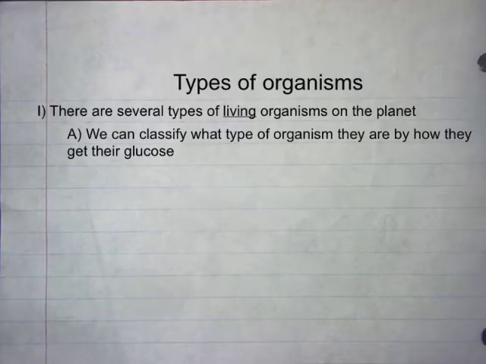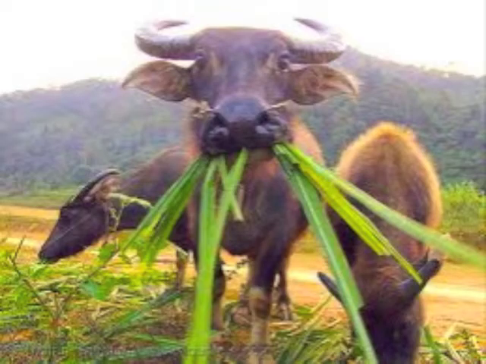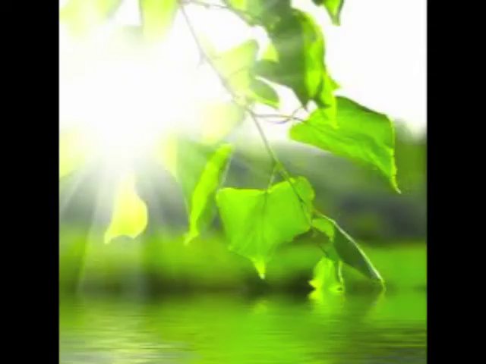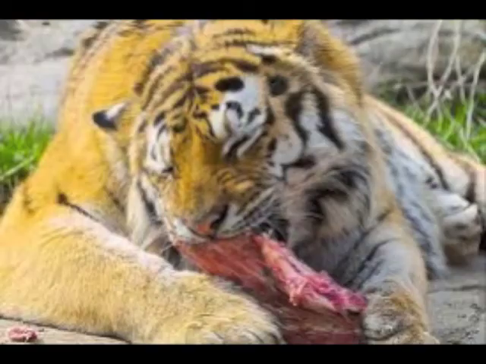Types of organisms. There are several types of living organisms on the planet. We can classify what type of organism it is by how it gets its glucose. Organisms come in all shapes and sizes, and how they obtain their energy is crucial to classification. Some organisms make their glucose, while others must consume it. Some organisms, like plants, are able to produce their own glucose from the power of the sun. Others, like animals and detritivores, must eat other organisms and steal their glucose and use it for themselves.